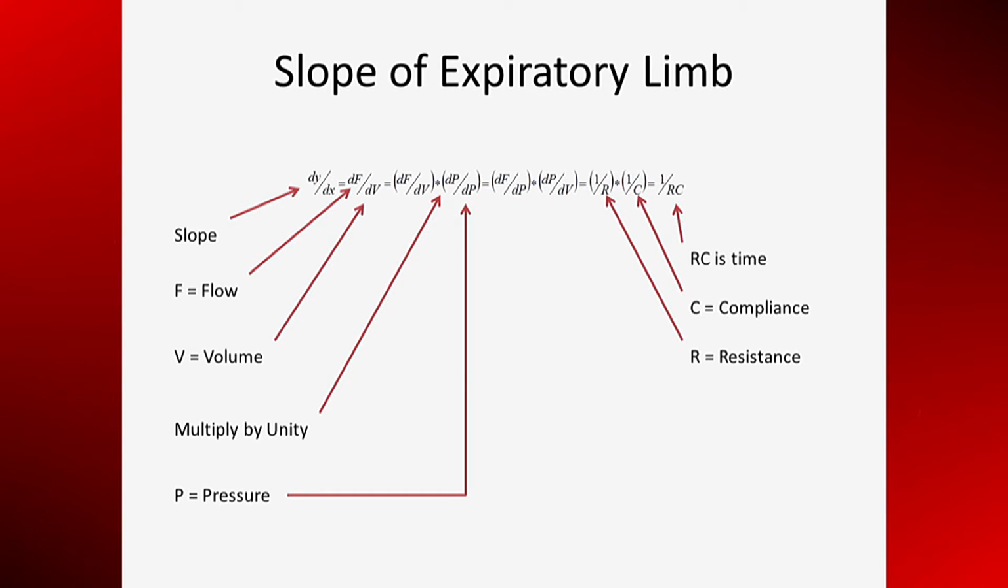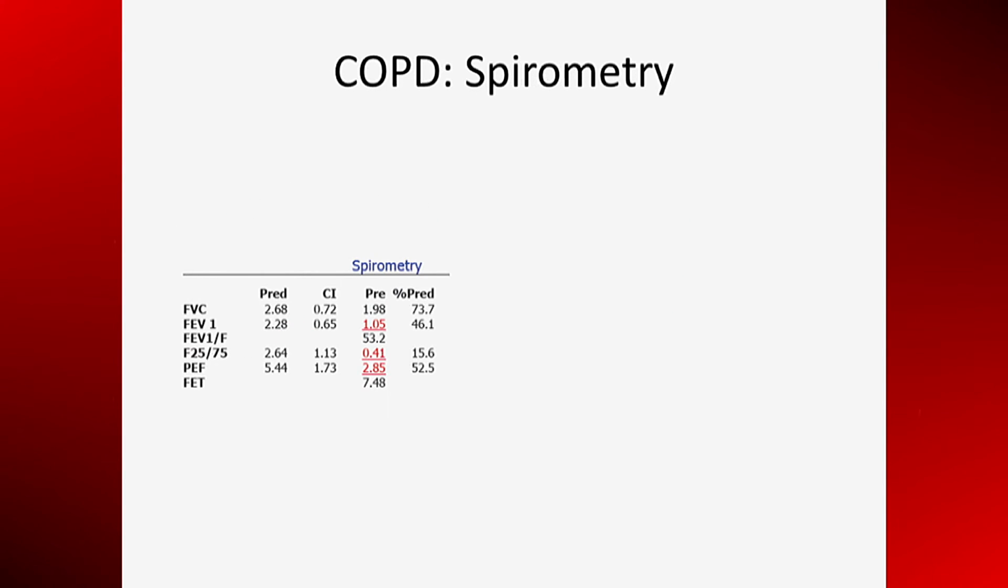If the airways get smaller, then R increases. If the alveoli become floppy, then C increases. Both factors increase the RC time, which makes the expiratory limb less steep. The spirometry puts numbers to what we described as early scooping to the expiratory limb.